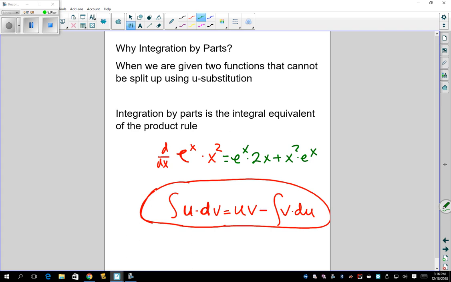So this is kind of a similar idea down here with this integration by parts. And this is our rule. So we take the integral of u times dv equals uv minus the integral of v times du. And so u and dv, there's two separate functions, and we're going to talk about how to pick which is which.